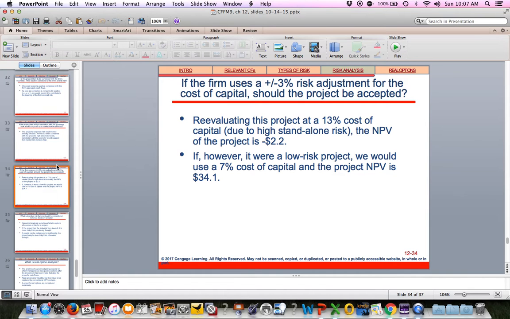If the firm uses a plus minus 3% risk adjustment for the cost of capital, should the project be accepted? So we go back and say, okay, let's look at 13% as our new WACC instead of 10%. The NPV would be negative. If it was a low risk project, we'd go back and use a WACC of 7%, and the NPV would be a large positive where we would do it.